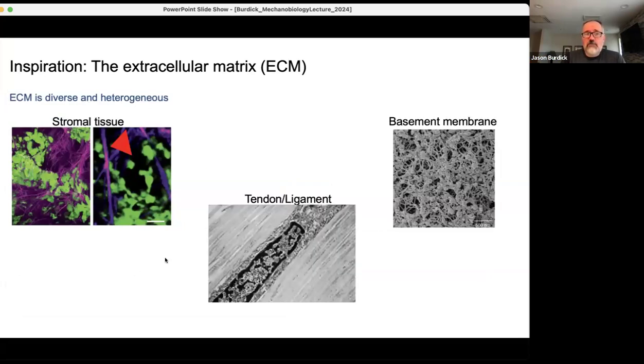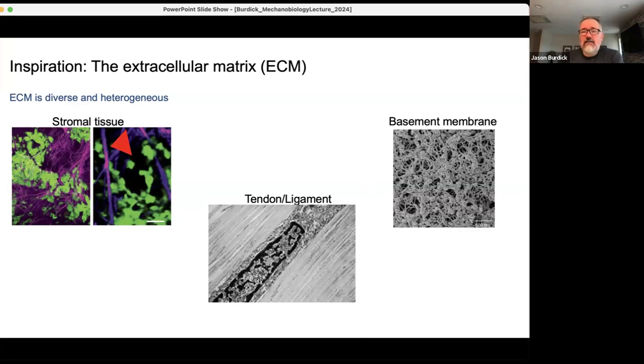If we just look at stromal tissues where cells are surrounded by extracellular matrix, versus something like tendons and ligaments, where there's organization. So in this EM image, you can see a lot of alignment of the extracellular matrix, or the basement membrane, where cells are just sitting kind of atop it and interacting with it on one side. All of these have different structures, different signatures for the cells, different types of proteins and sugars that are present. So we might look again towards that environment in vivo.